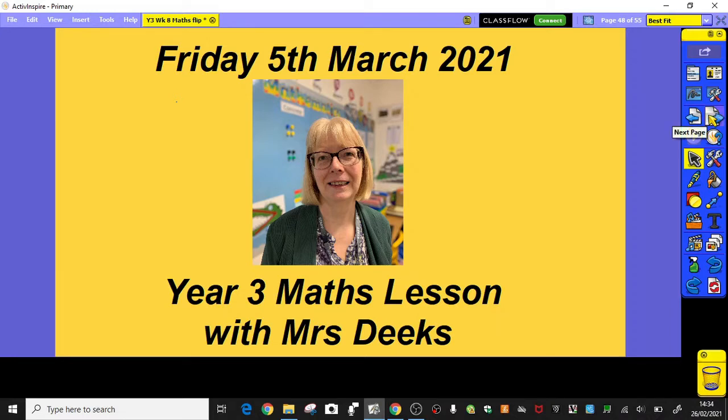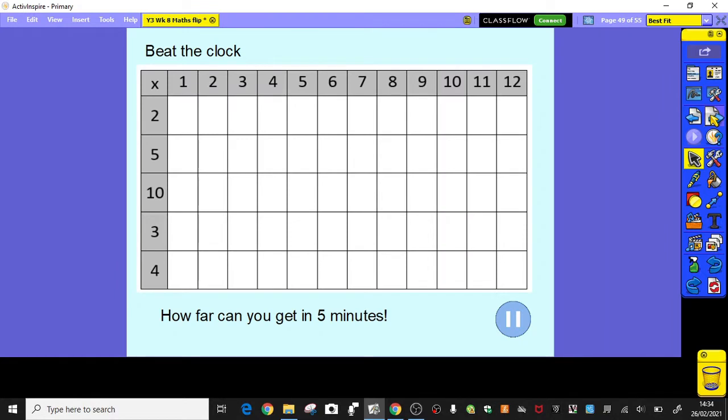Today, being Friday, we're going to try our Beat the Clock challenge with your times tables. So hopefully you've all printed off the times table grid for you to practice. Pause the video, time yourself for 5 minutes and then see how far you can get. Off you go.